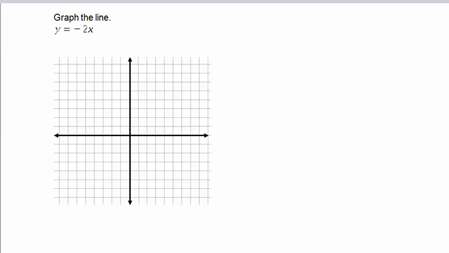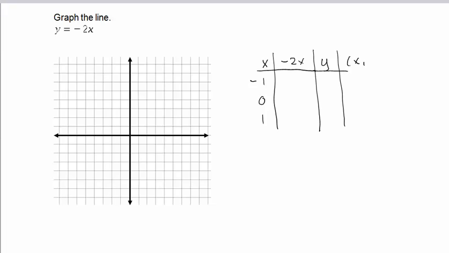So let's try graphing this next one. Let's just go ahead and we'll use the table method. We'll pick some different points. We'll pick -1, 0, and 1. And the points that I pick are usually somewhat close to the origin because it makes a little bit more sense, so I don't have to graph points way out in Never Never Land over here. So if I do x, then -2x is my y, right? So I'll work out what my y will be, and I have a coordinate pair x, y. So again, this is the table method.